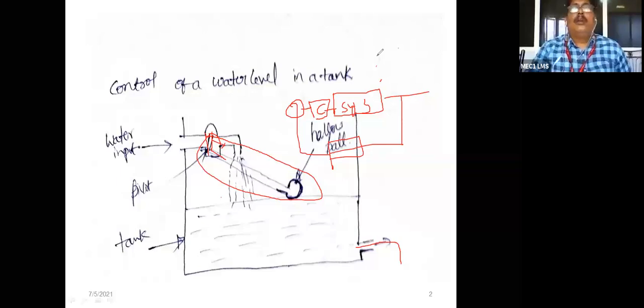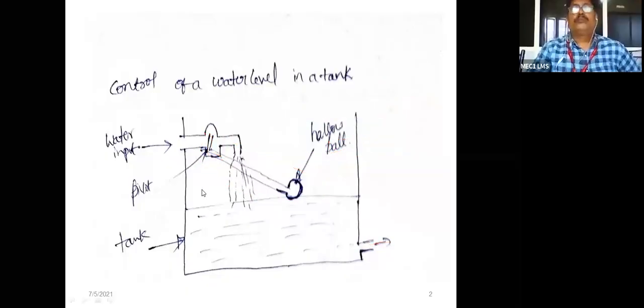And also we can find the level with the help of this arrangement. We discussed that in level measuring devices. We can also find the level, but here we are discussing automatic control, the closed loop control system. Any questions?